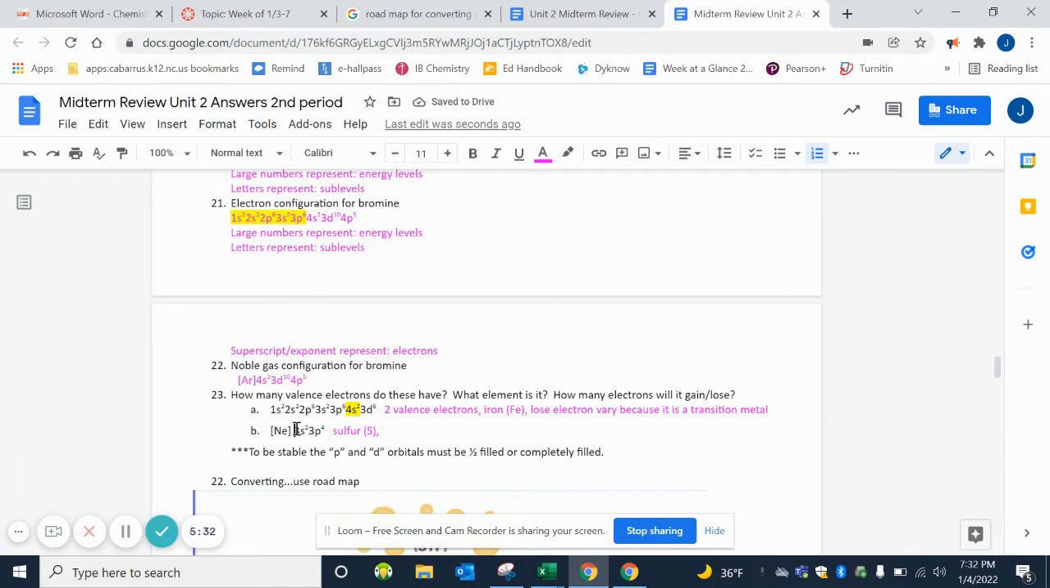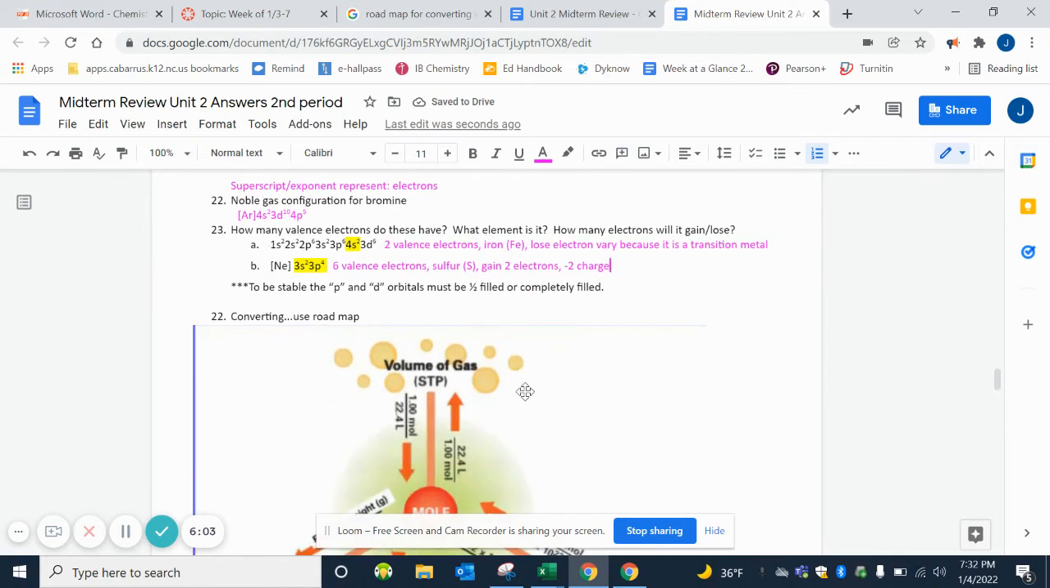So 3 is the highest energy level, so we're looking at both of these together. So 2 plus 4 would give us 6 valence electrons. You could have also figured out that it was sulfur. Sulfur is in group 16. Last digit is 6, so it has 6 valence electrons. Since sulfur has 6 valence electrons and it needs to have a total of 8, it's going to gain 2 electrons, and so it forms a 2- charge.